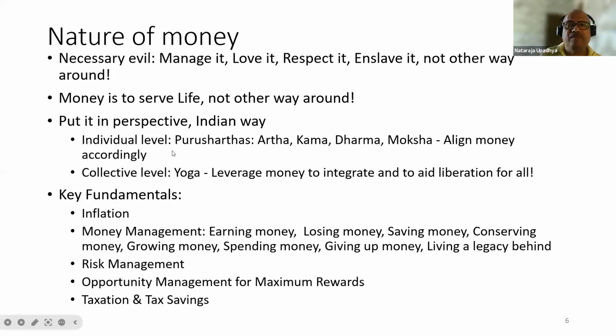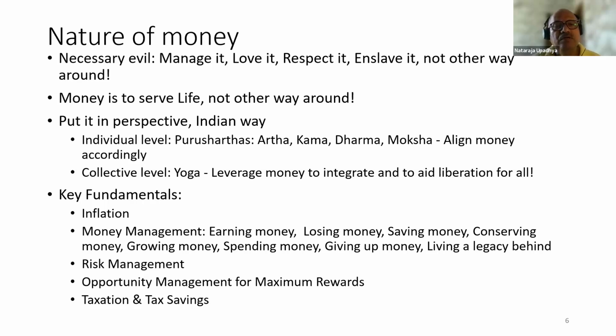In India, always the purpose of life is defined in four purusharthas: artha, kama, dharma, moksha. So here the money is useful in all four. Artha is wealth, kama is pursuing your desires, dharma is the optimal way of life, moksha is the ultimate liberation. So money is very useful for all four of these.